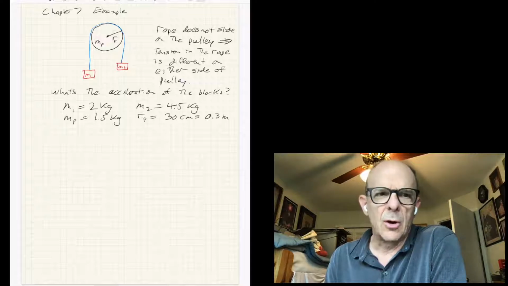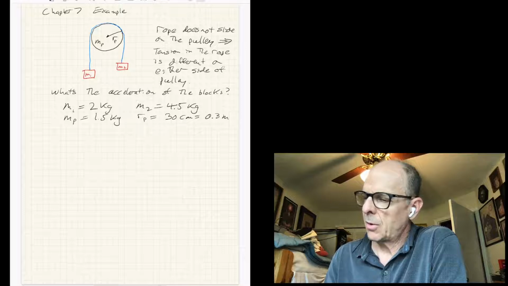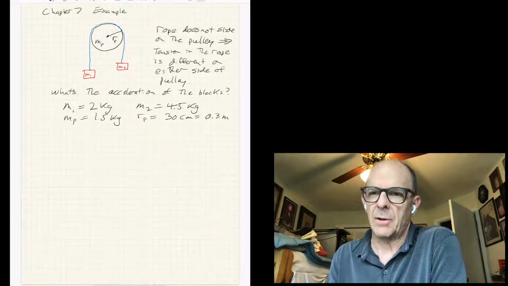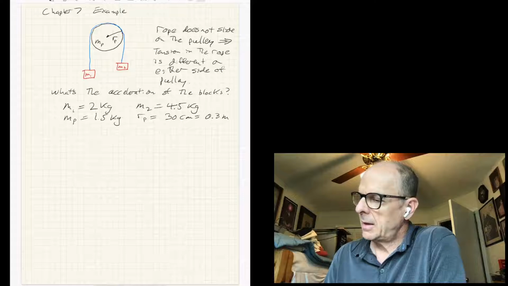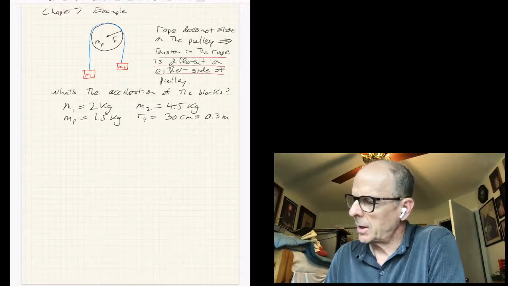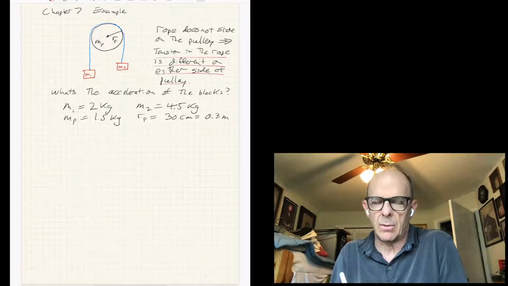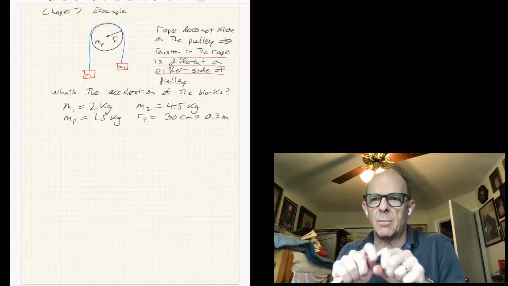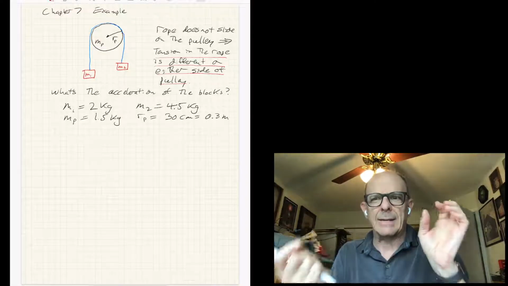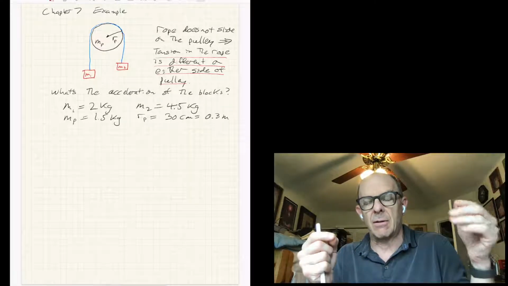There's a rope over a pulley, and the pulley is free to rotate without friction, but the rope does not slide over the pulley. The key thing about that is that that means that the tension in the rope is different on either side of the pulley. Normally, if you've just got two people pulling on a rope, the tension is the same everywhere in the rope. Or if you've got a rope going over what was called an ideal pulley, which meant that it was massless, then the tension on either side is the same.